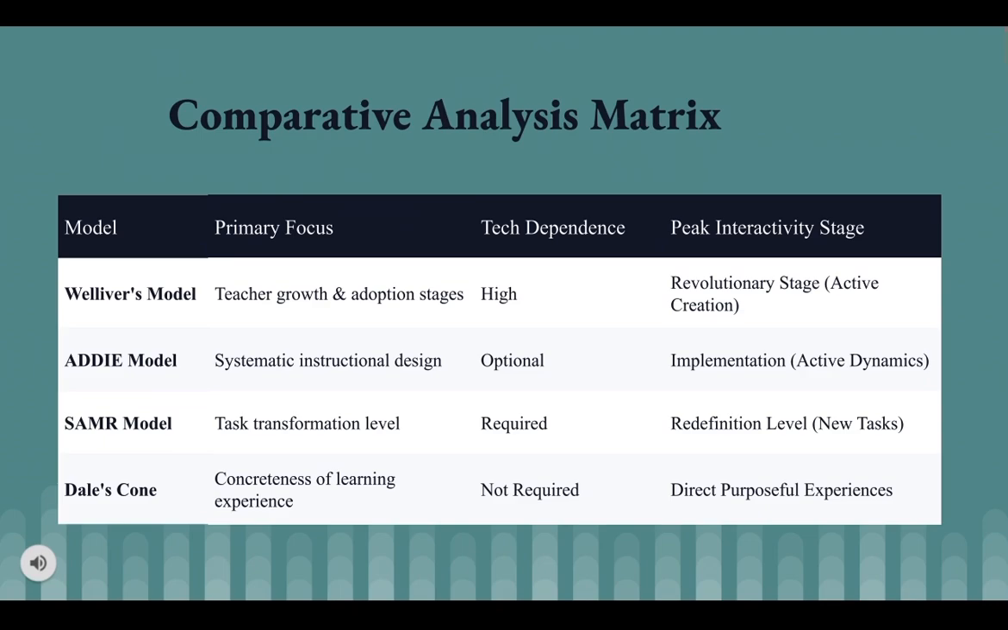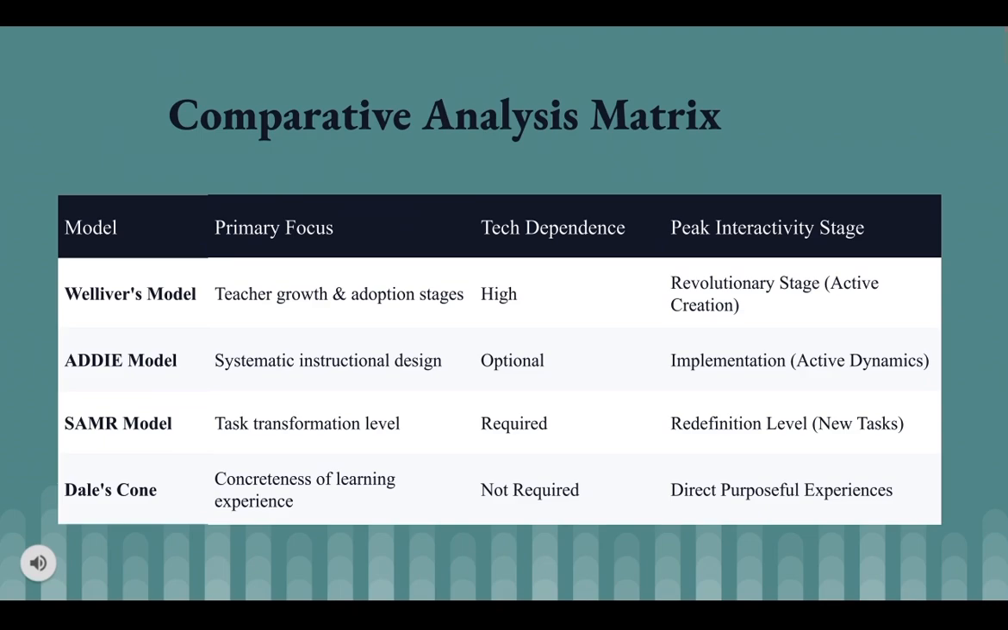ADDIE focuses on systematic instructional design. Technology is optional here. It's about the process, not the tools. Its peak stage is implementation with active dynamics. SAMR focuses on the level of task transformation. Technology is required. SAMR does not work without it. Its peak stage is redefinition, where technology creates entirely new kinds of tasks.